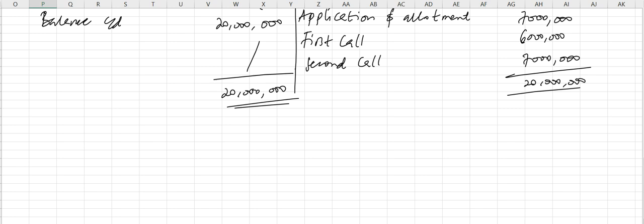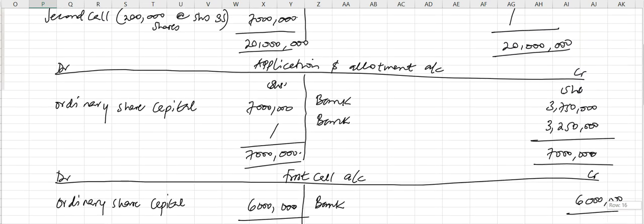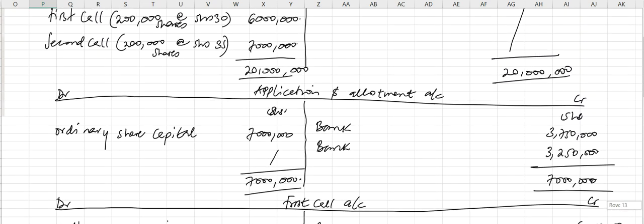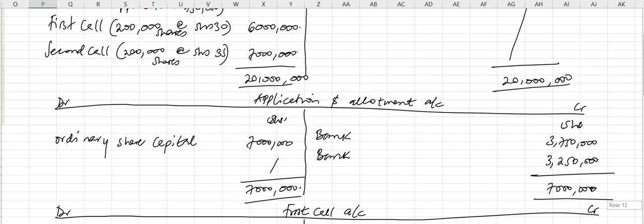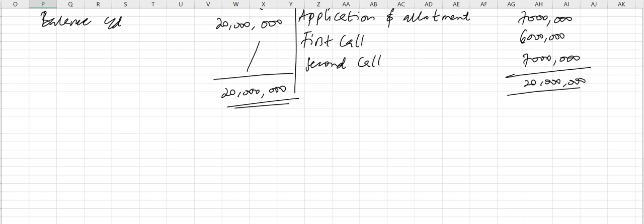Then which other accounts can I prepare now? I can also prepare the second call, first call, the application and allotment account, and then the bank account. Okay, let me also prepare for you the extract of the statement of financial position, or the balance sheet extract.